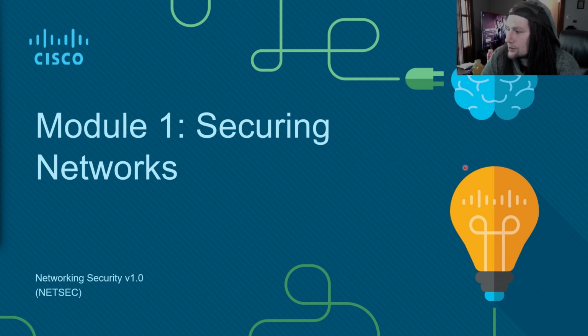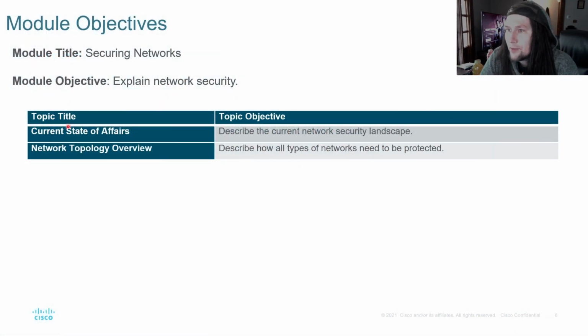Module 1, Securing Networks. There we go. All right, so in Module 1, we're going to learn about the current state of affairs, describe the current network security landscape, and network topology overview, describe how all types of networks need to be protected. Now, I want to mention too, before we even get into this, even though this is the most current version of this course, as I literally took it this year at school, it's pretty dated. I think this came out in 2020, which in technology is like a lifetime. So some of this stuff, you'll see, not necessarily in this module, but it can be a little dated.